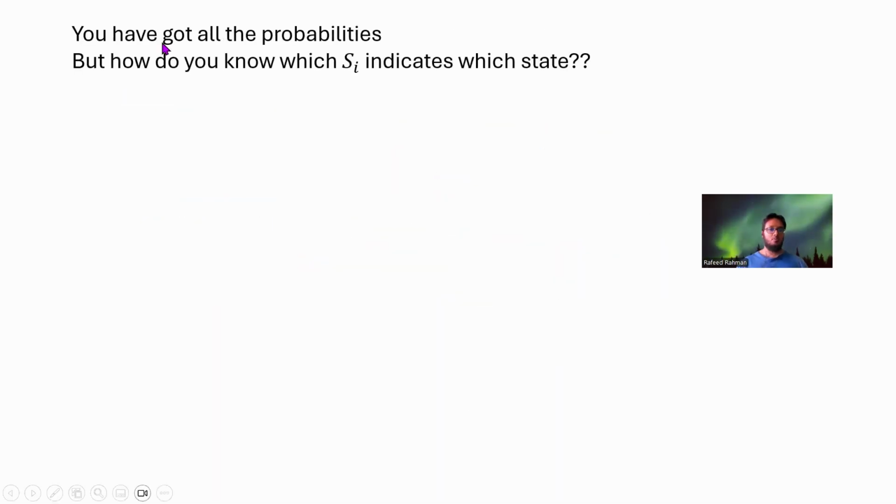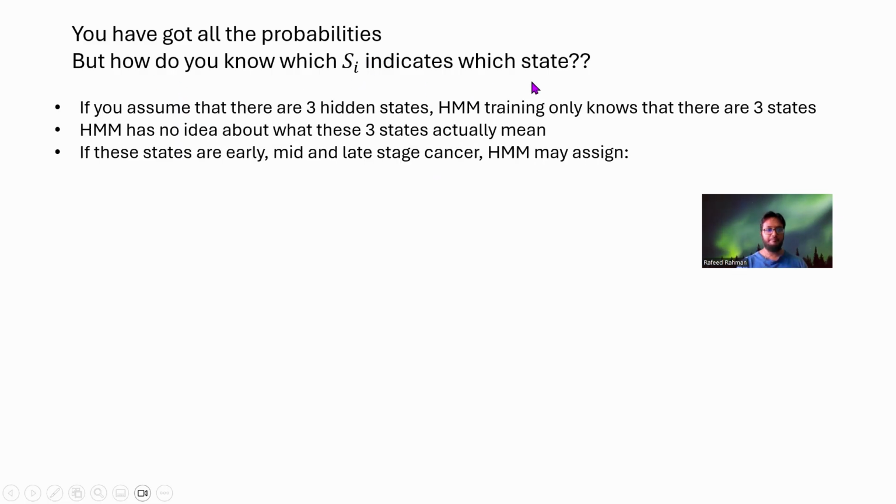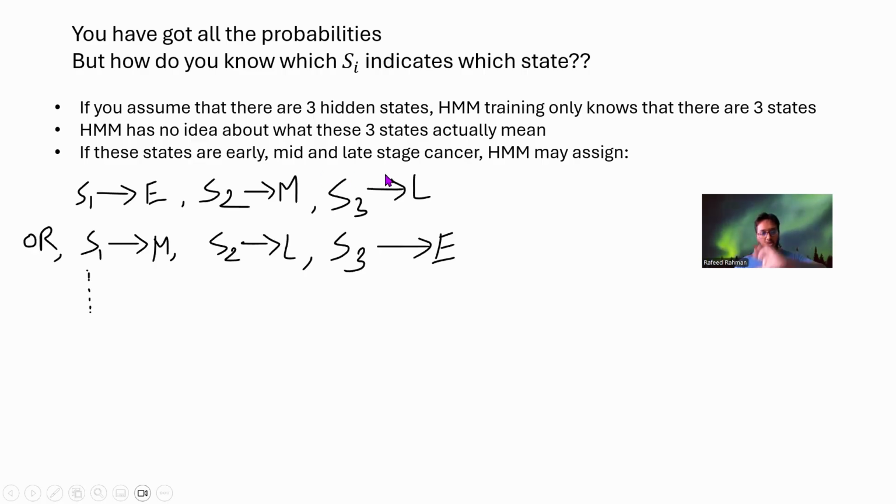A few concerns. You now have all the probabilities using the Baum-Welch algorithm, but how do you know which Si indicates which state? Let me clarify this further. So suppose you have three hidden states, as we mentioned before: early, mid, and late stage cancer. Now the only thing HMM training knows is that there are three states. It doesn't have any idea about the semantics of those states. It doesn't know what early means, what mid means. It doesn't know about those things. So HMM, after the entire process of Baum-Welch, may assign early stage to S1, mid stage to S2, and late stage to S3, or it may also assign something else.